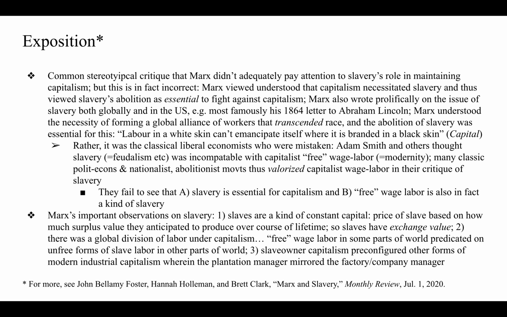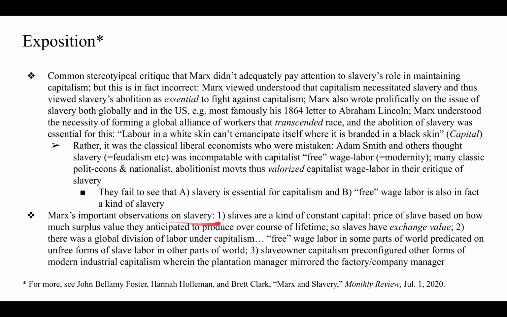And many classical political economists and nationalist or abolitionist movements thus valorized in the process capitalist wage labor in their critique of slavery. But what they failed to see is that A, slavery is essential for capitalism, and B, quote, free wage labor is in fact also a kind of slavery. Which brings us back to Marx's important observations on slavery.